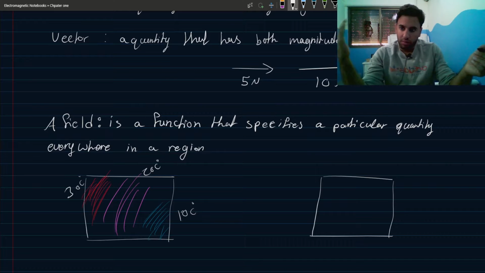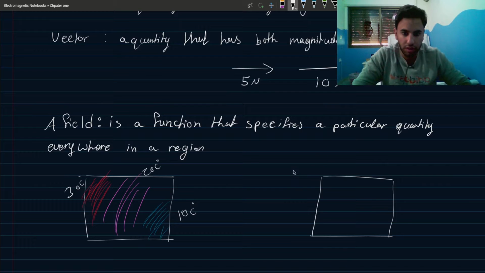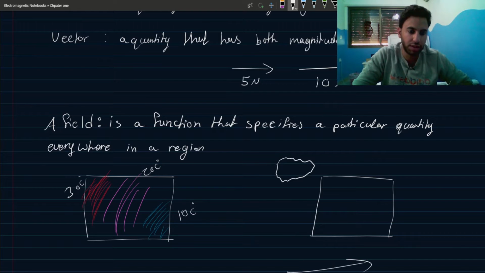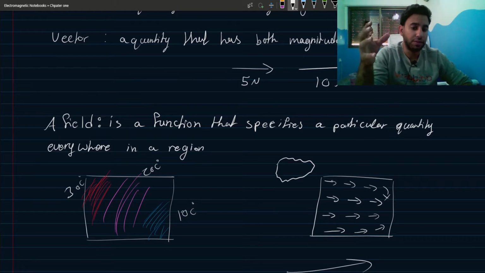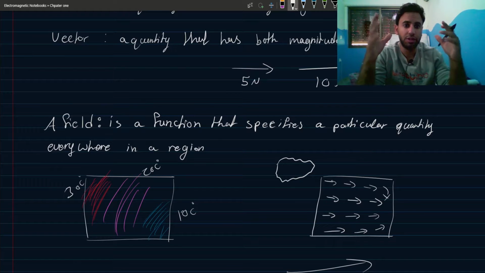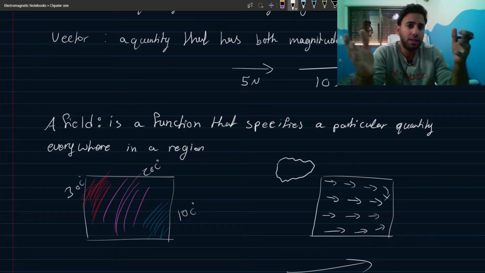So we can say the direction or the velocity of the raindrops on a rainy day. Let's say there's a cloud here, and there is wind in this direction, blowing them away. We can represent the direction of the raindrops by multiple arrows. Something like that. And that is a vector field. It's a region that tells you a particular quantity, which is in this case the velocity of the raindrop.